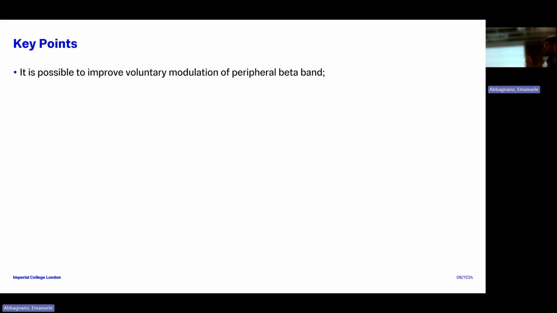So it is possible to improve voluntary modulation of peripheral beta band. And when we analyze it, we can see that it's associated with some sort of neuroplasticity.